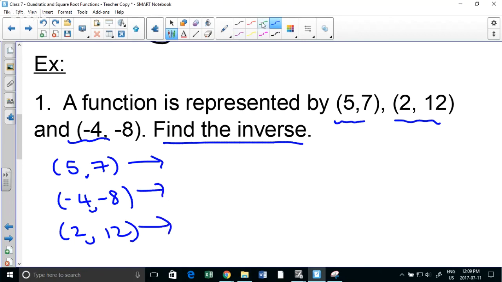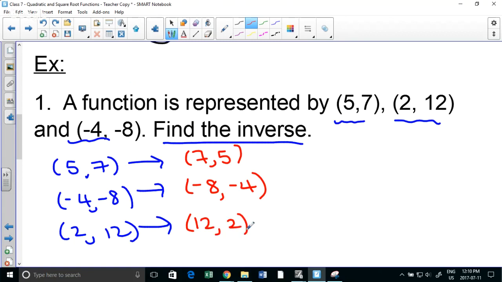So they all become: (7, 5) becomes (5, 7). (-4, -8) becomes (-8, -4). And (2, 12) becomes (12, 2). So the inverse is just me flipping these points around.